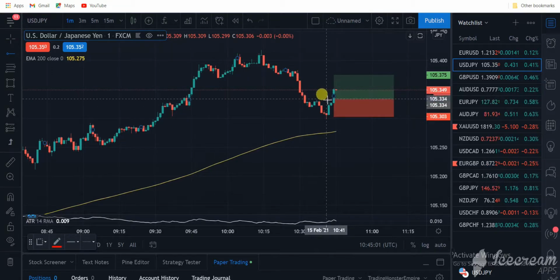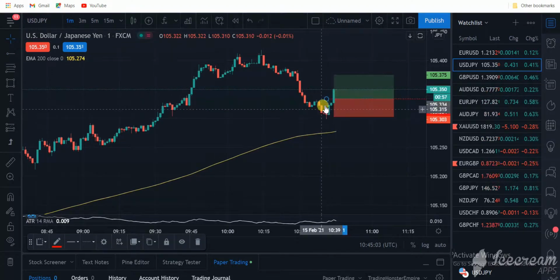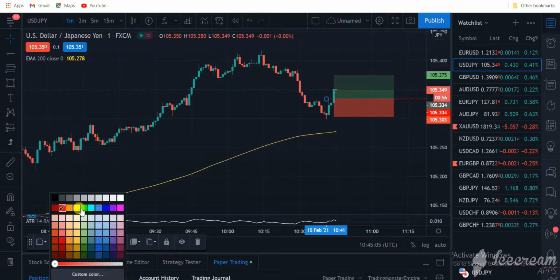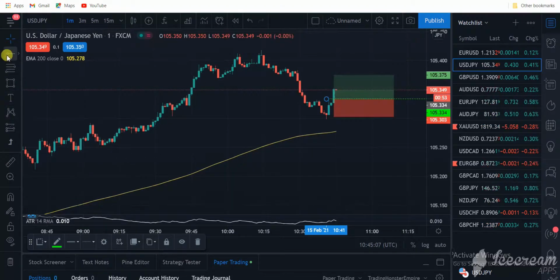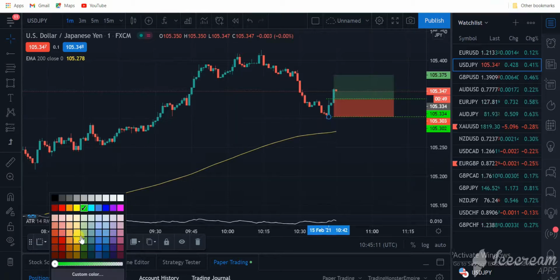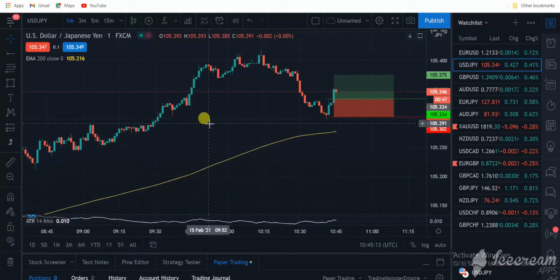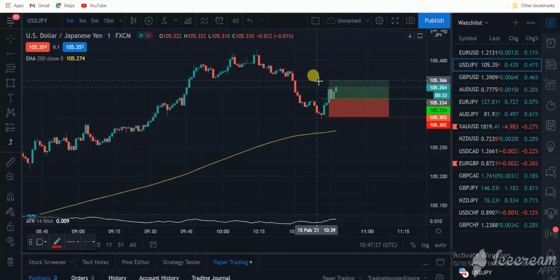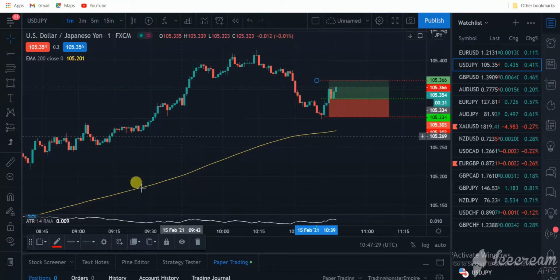This is where my entry is, so let's change that to green. Let's assume that this is a live market. This is where my entry actually is. My stops will be just below this point, and my 1-to-1, like I said, once the price moves a 1-to-1 into profits, move your stops to break even.